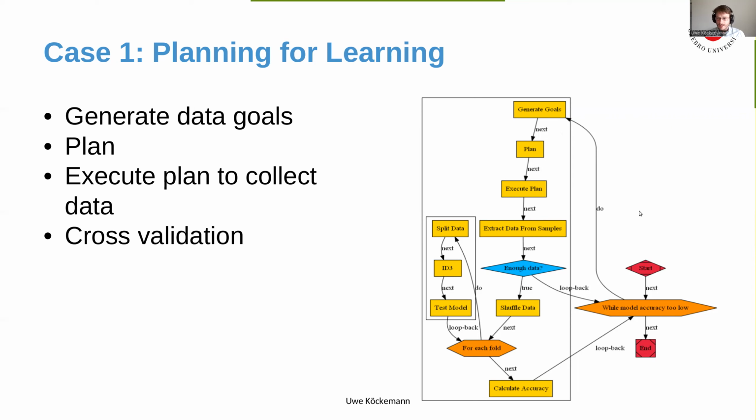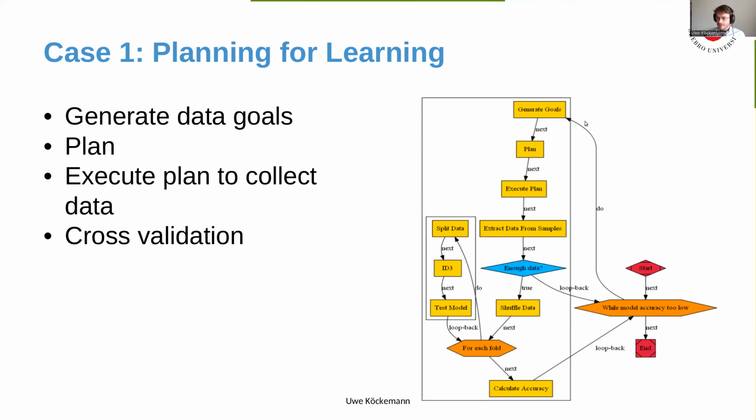So in this case, we start by generating data goals. Then we plan to collect the data. Then we execute our plan to actually perform this data collection. And then in this small loop here, we see we run cross-validation. Finally, we calculate the accuracy. And then we do this until the accuracy of our model is good enough.